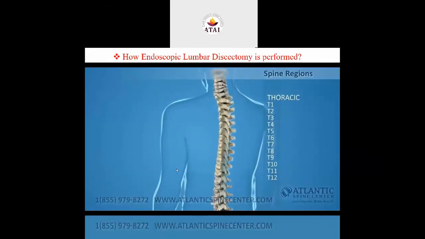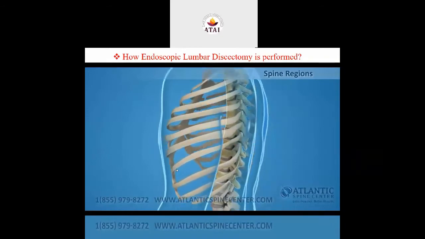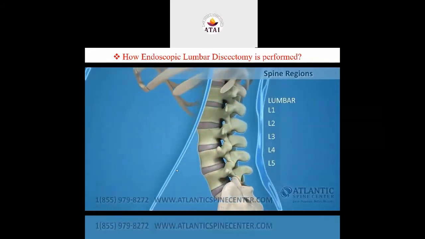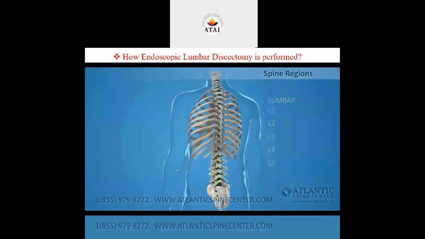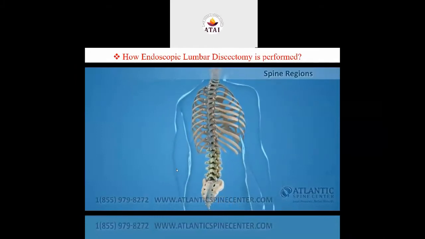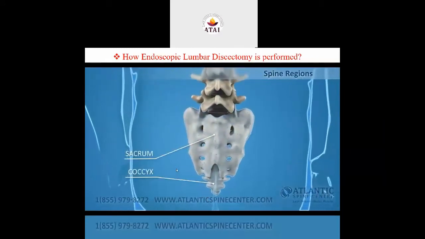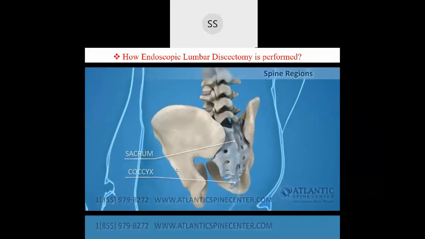T1 through T12, thoracic, are the 12 vertebrae that are joined by ribs to form your rib cage. L1 through L5, lumbar, your 5 sturdy lumbar vertebrae carry most of the weight of your upper body and provide a stable center of gravity when you move. 5 vertebrae of the sacrum and 4 of the coccyx are fused. It makes up the back wall of your pelvis.